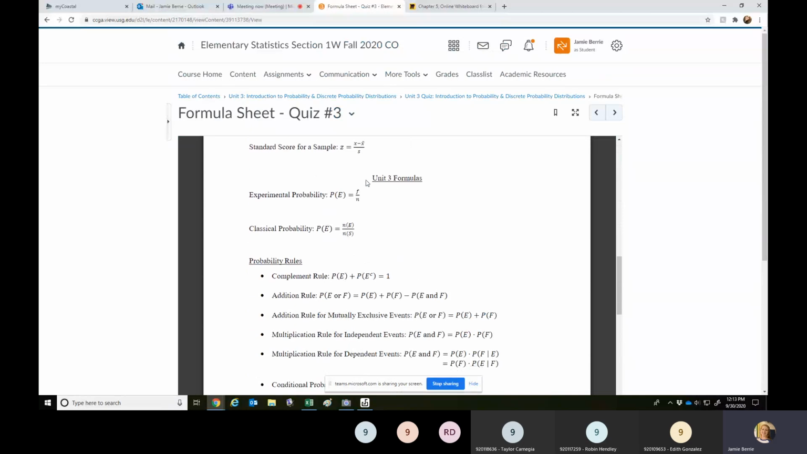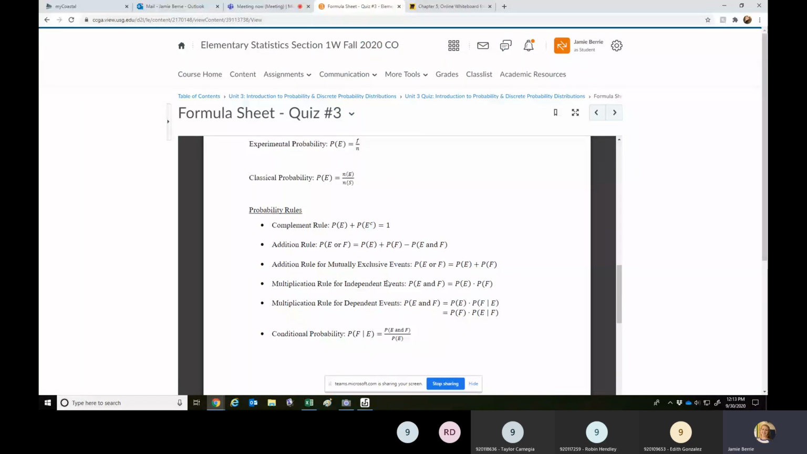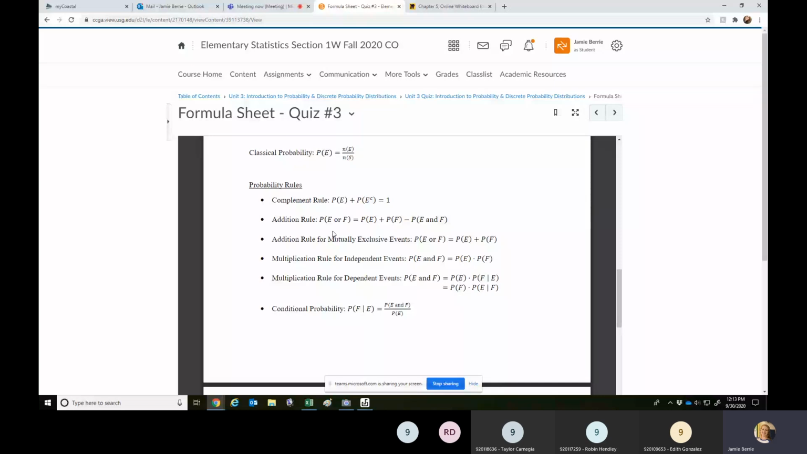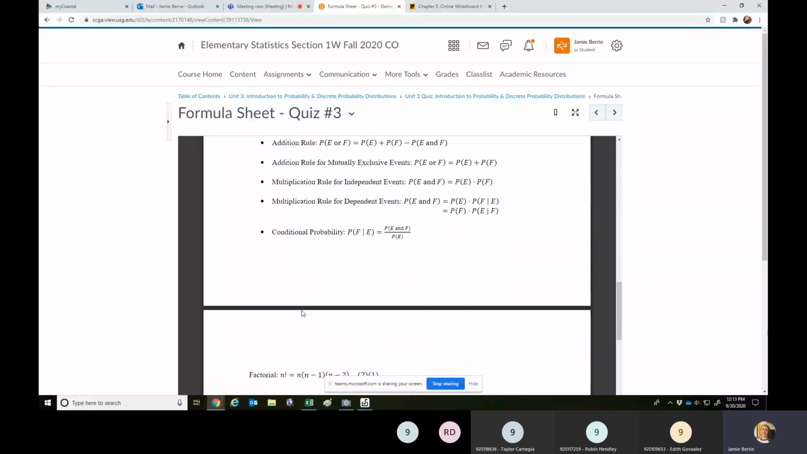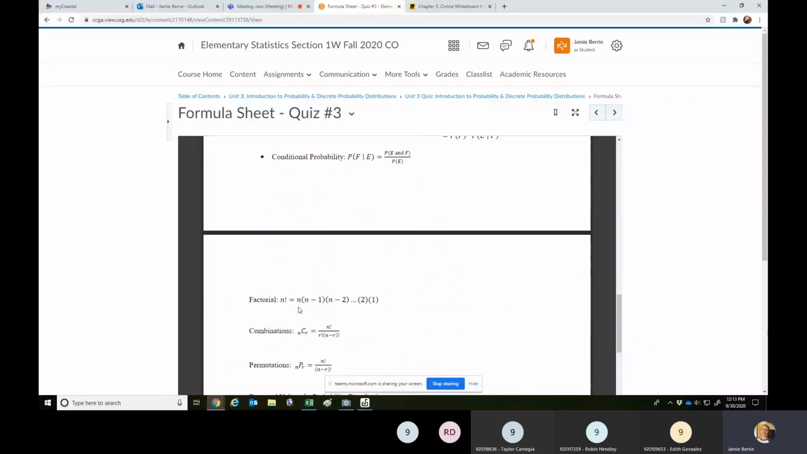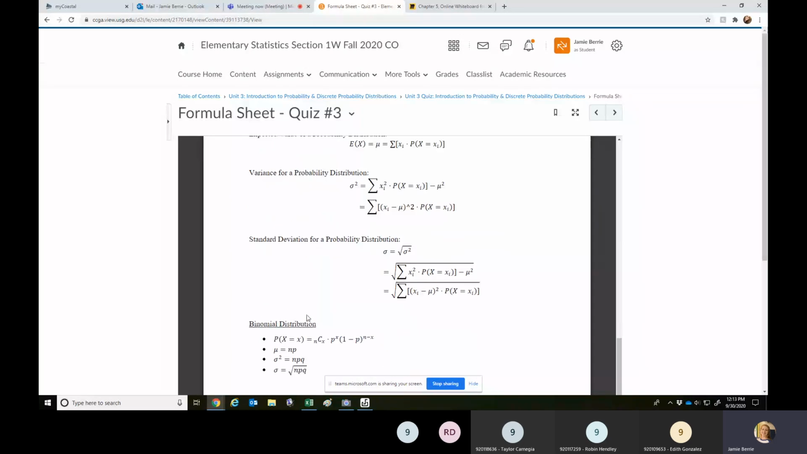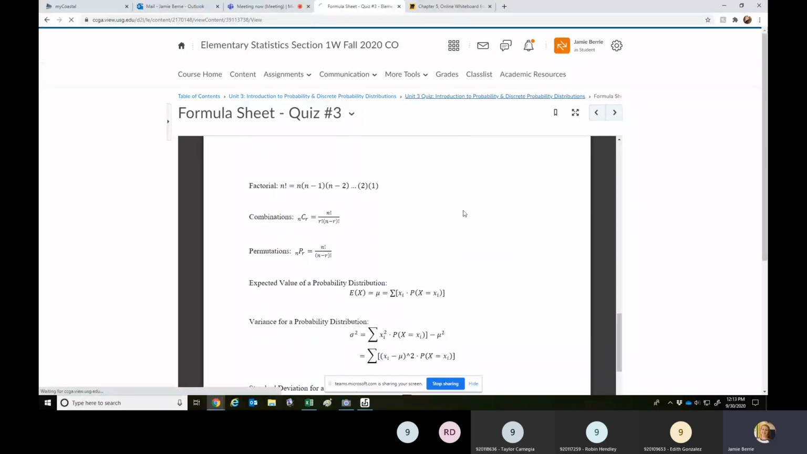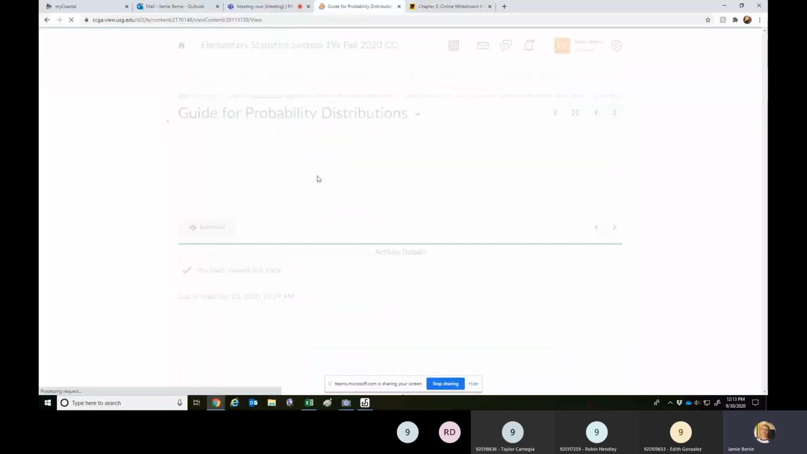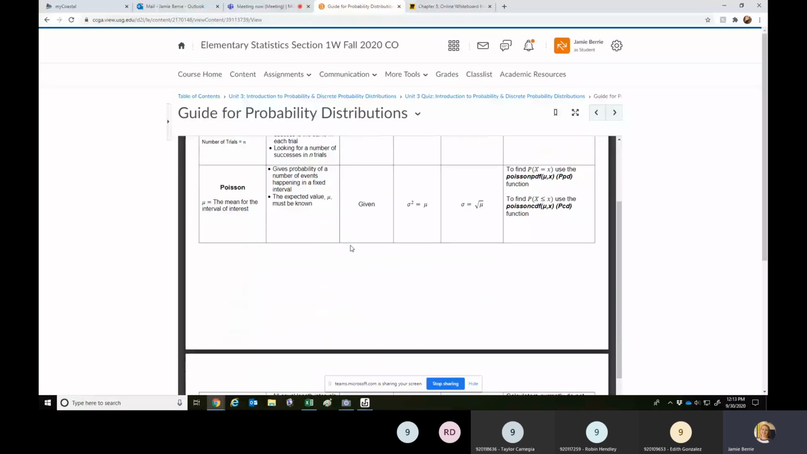Scroll on down. These are the formulas specific to unit 3. So that's all your complement rule, your addition and multiplication rules, your conditional probability formula, all that stuff. So this will be in a clickable link on the quiz on every question, and this guide for probability distributions, you'll just click it and it'll pop right up.